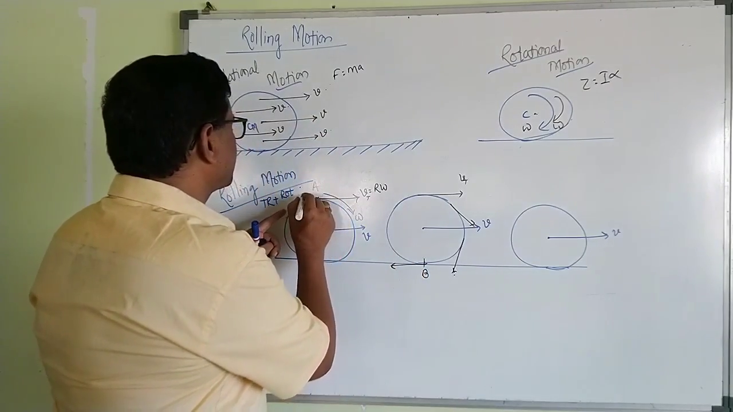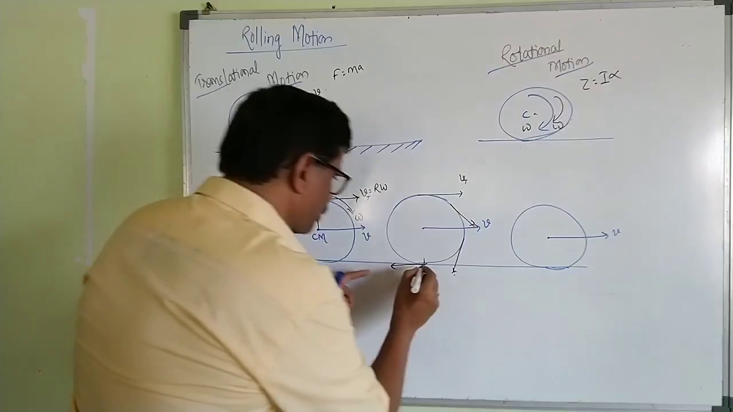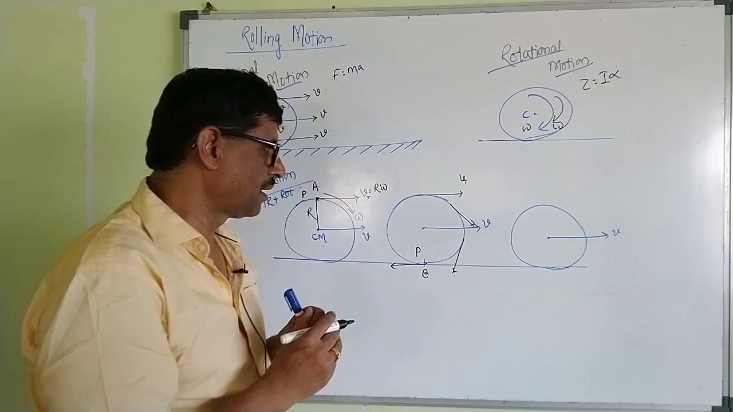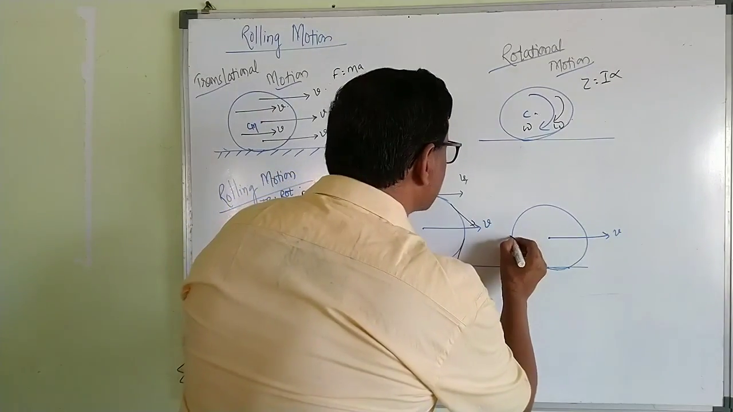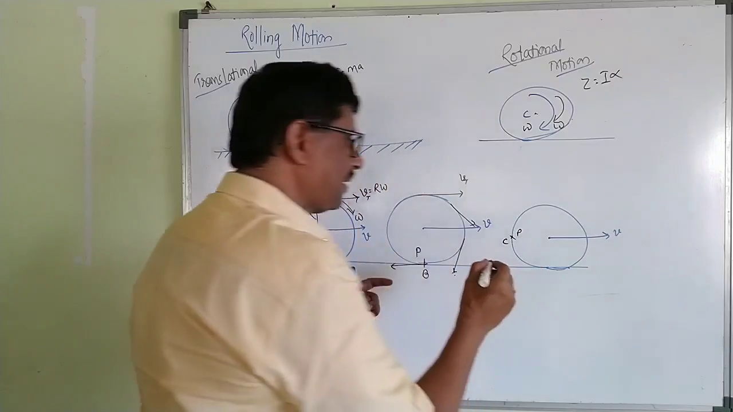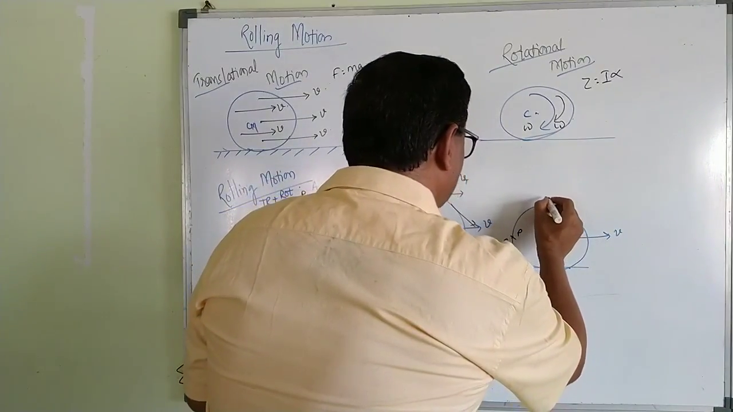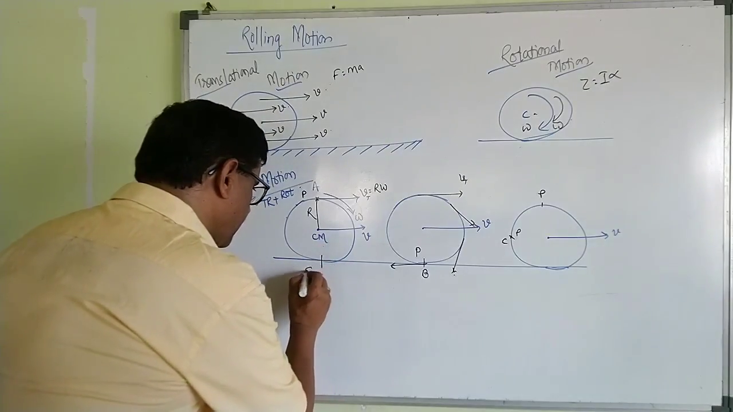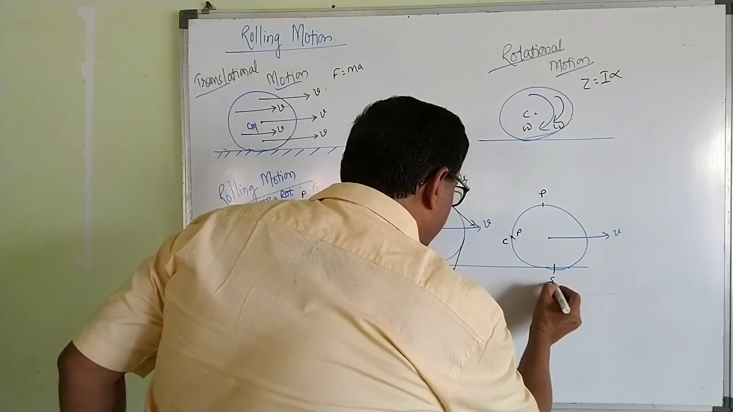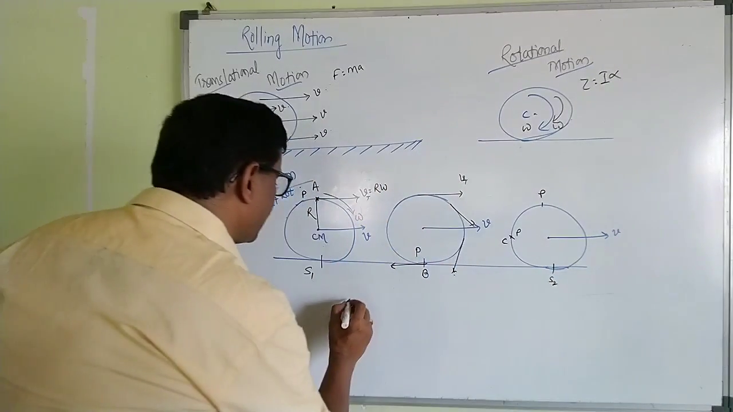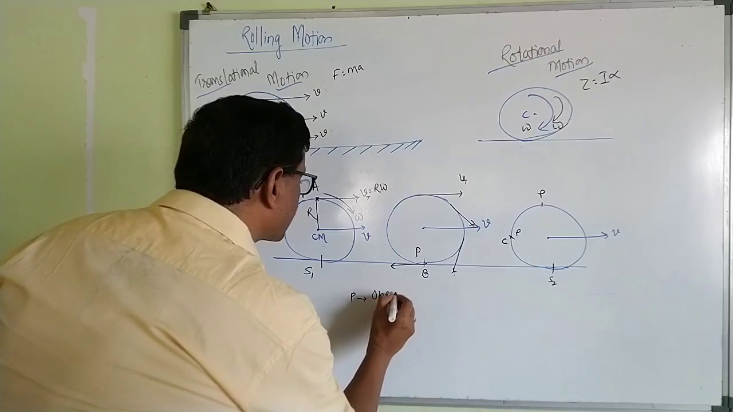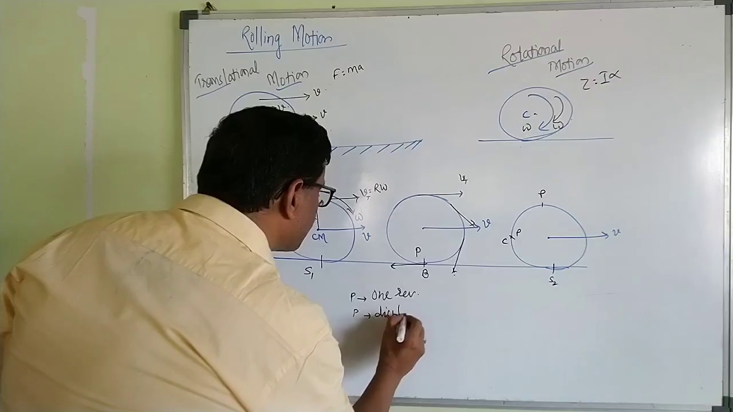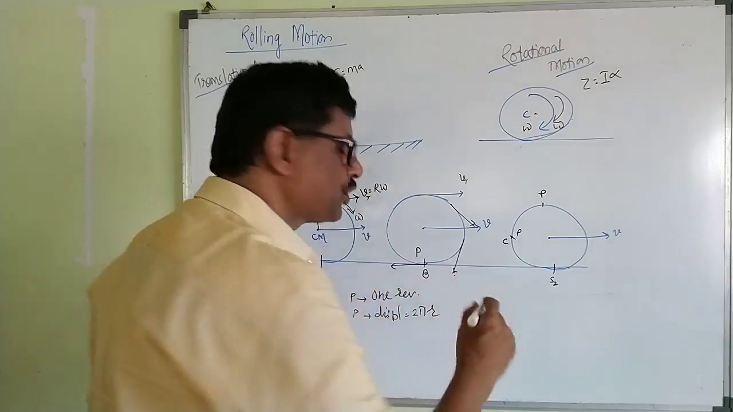Let the position of this point P be A. Here the position of point P is B. Like that, again the position of point P may be C. After one revolution, it will come to A again. It means that from position S1 to position S2, the particle P has completed one revolution and the particle displaces back a distance which is equal to 2 pi r.